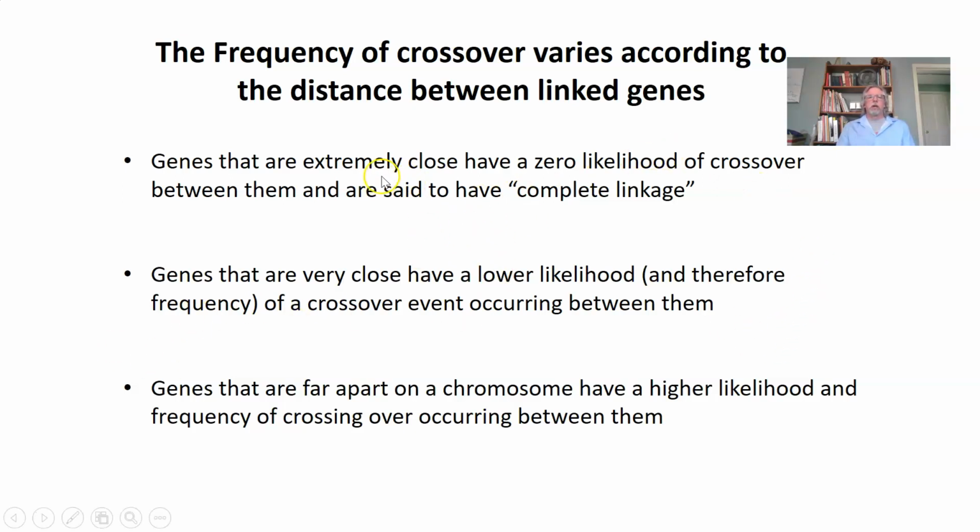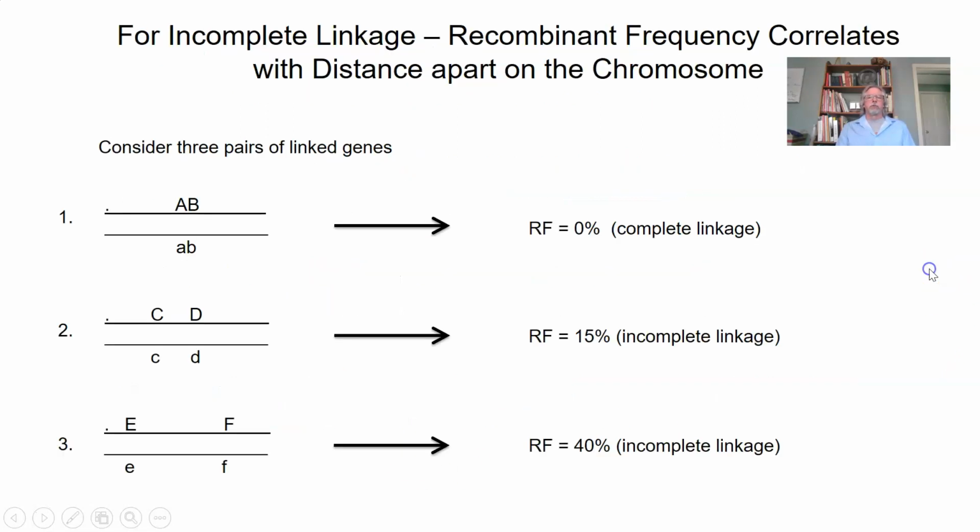So let's take a look at what these would look like in terms of appearance on the chromosome. So here's the first example, two genes A and B that are linked, they're side by side, there's no space here, or very little anyway, for a crossover to occur. And that would produce, in a typical dihybrid test cross, a recombinant frequency of 0%. Complete linkage.